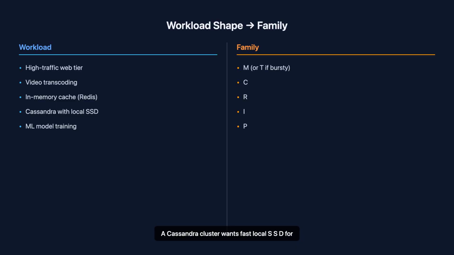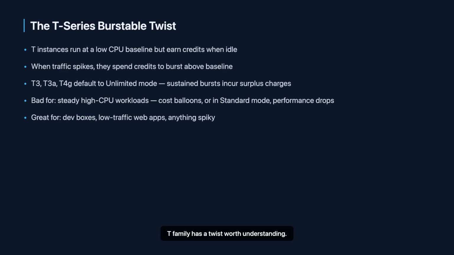A Cassandra cluster wants fast local SSD for random reads, which is I family. And training a machine learning model needs GPUs, which puts you on P. If you can do this 5 workload drill in your head, you've got the family selection muscle that makes these decisions fast and automatic. T family has a twist worth understanding.